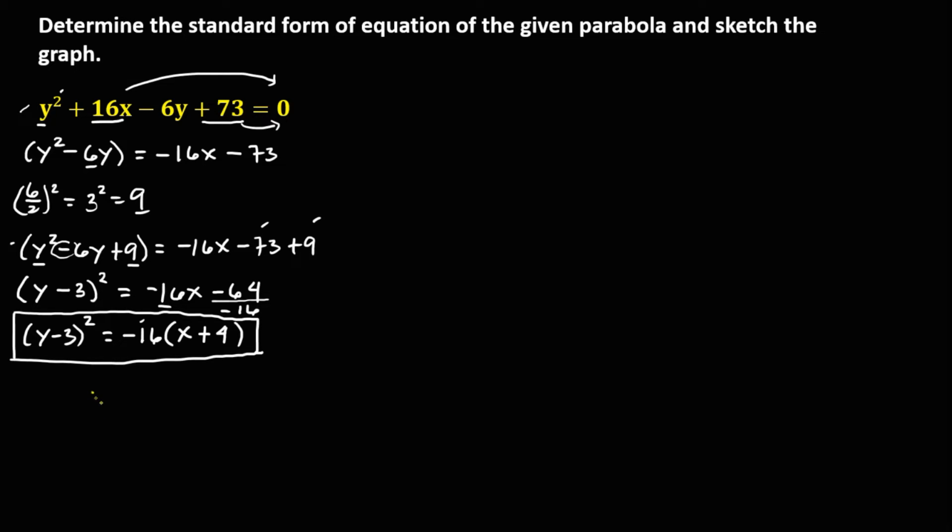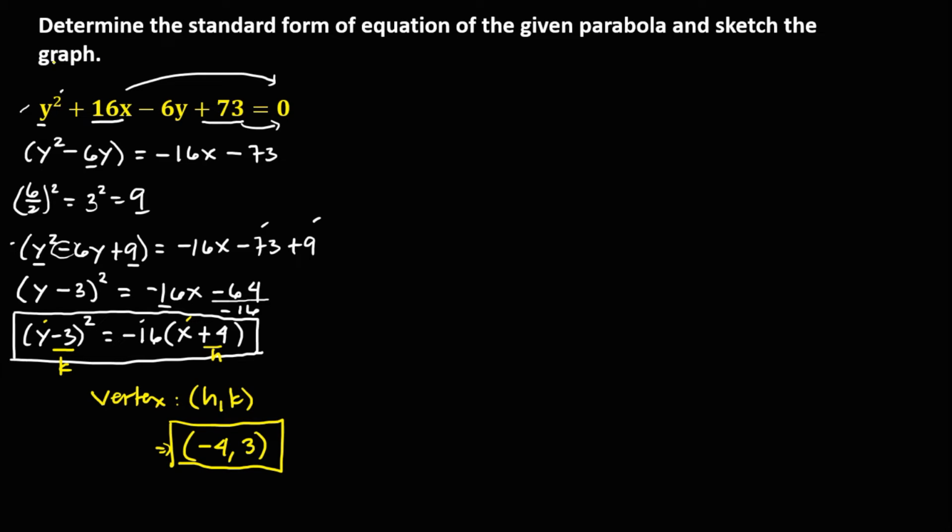Then for the standard equation, to find the vertex, that's h and k. Since this one is x, this one is h, and this one is y, so this one is k. Since this one is positive 4, h is negative 4. And for k, since this one is negative 3, k is positive 3. So this is now the vertex.